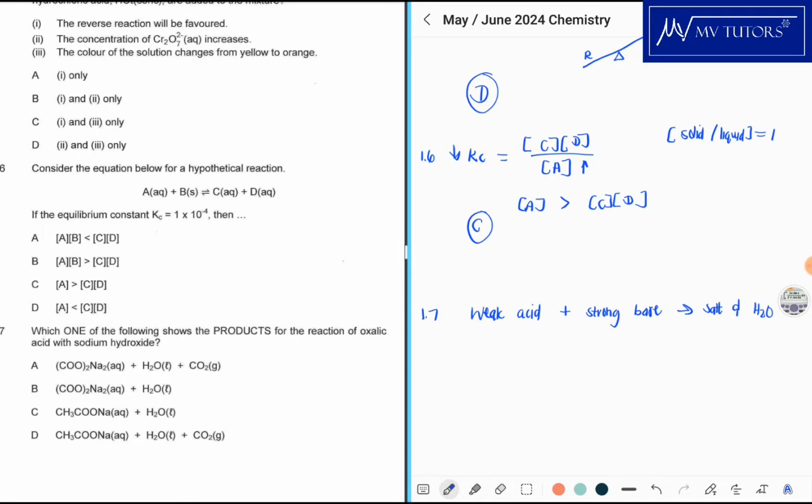Okay, so it says which one of the following shows the products for the reaction of oxalic acid with sodium hydroxide. By the way, oxalic acid has a carbon and a carbon, with a COOH on either side. So this is how it looks. But anyway, options A and D are out because we see in the products we have carbon dioxide, which is not the case. So we can scratch those out. Now we can focus on B and C.